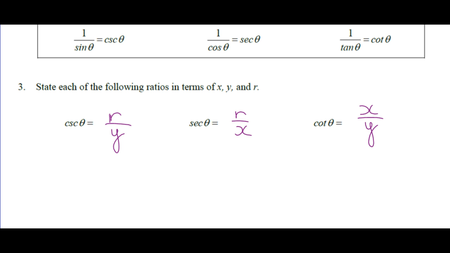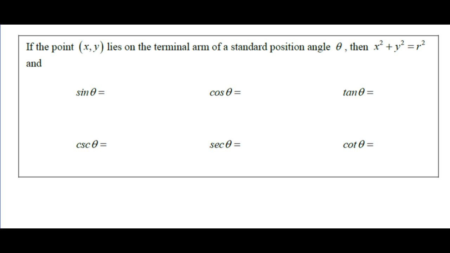Really all you need to know is that sine is y over r and cos is x over r. The reciprocals, just flip them over. If I say secant, you say secant is paired up with cosine, so it's the reciprocal of cosine. If x, y lies on the terminal arm, this just puts it all together. Sine theta is y over r. Cos theta is x over r. Tan theta is y over x. And the reciprocals are just that. Just turn them over.